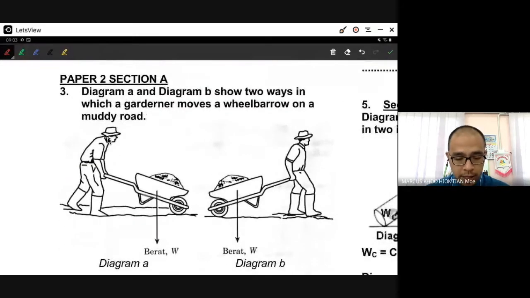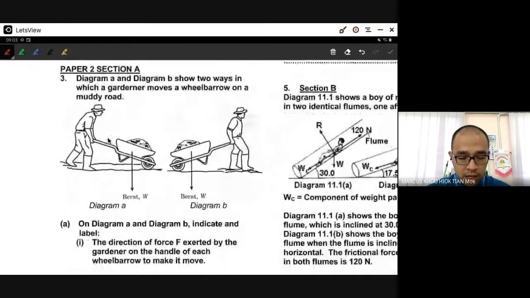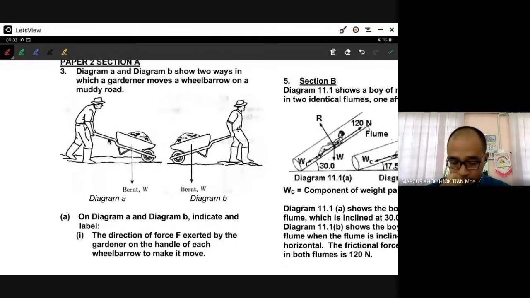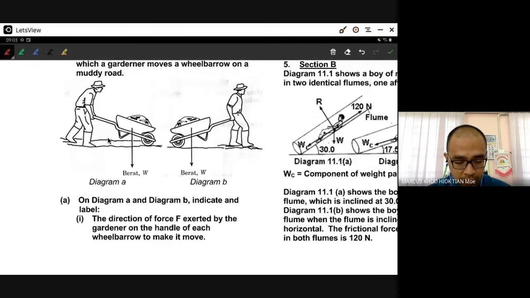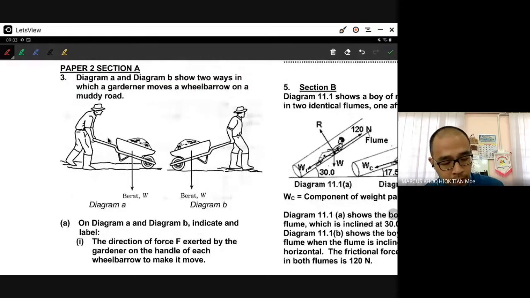Next, diagrams A and B show two ways in which a gardener moves a wheelbarrow on a muddy road. I'm going to draw this first. The direction of the force exerted by the gardener: in diagram A, the direction is this way. In diagram B, the direction is this way. If we break it up into the horizontal and vertical components, on the left it will be down and right, Fx and Fy.